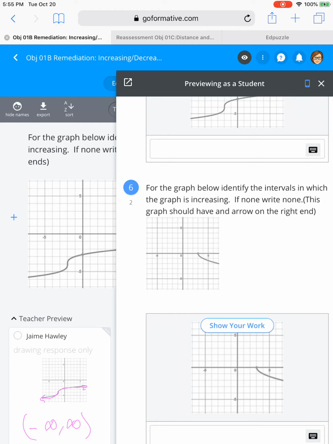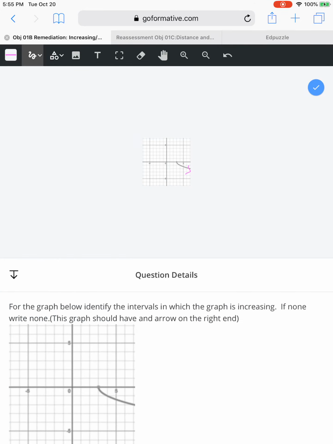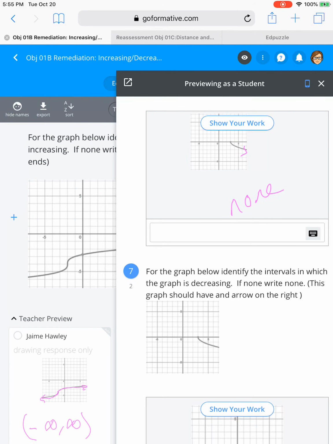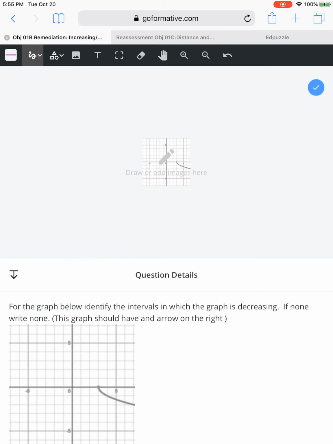For the graph, I do intervals of increasing. When I look at this graph right here, it's a square root function. It was not increasing at all, so we're going to put none. Number 7, when is it decreasing?